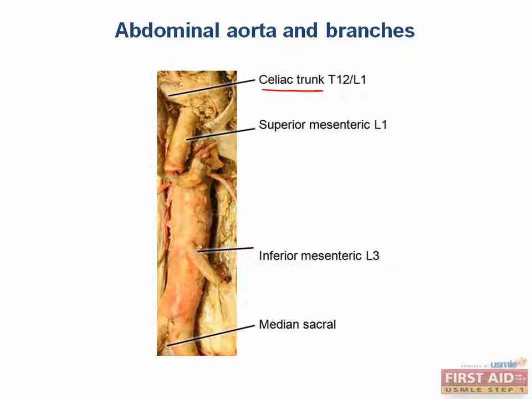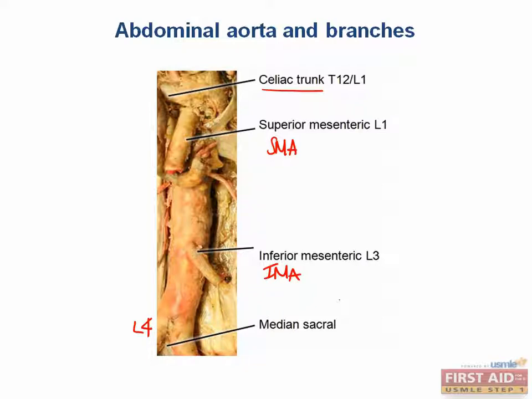Below that anteriorly is the superior mesenteric artery, or the SMA, and this is at the top of L1. The inferior mesenteric artery, or the IMA, is at L3. Between the mesenteric arteries are the paired renal arteries, which usually occur around the lower edge of L1, as well as the gonadal arteries at L2. The bifurcation of the aorta occurs at L4, which you can see here.